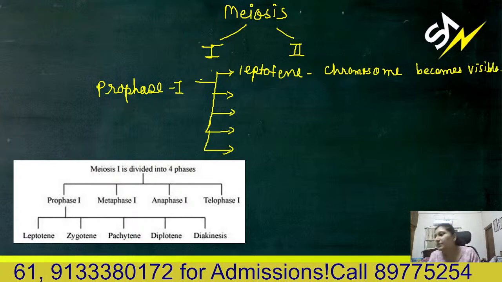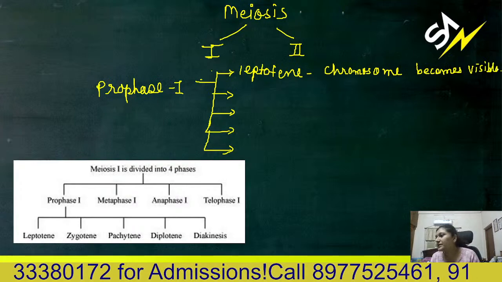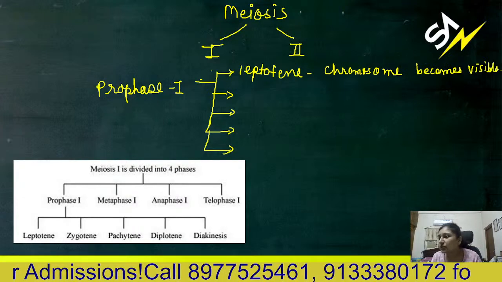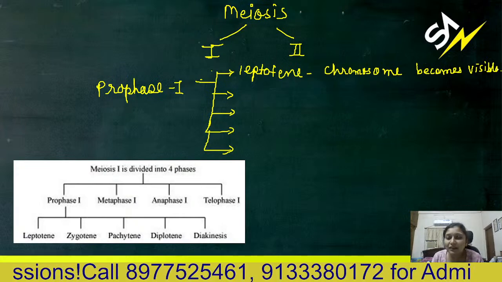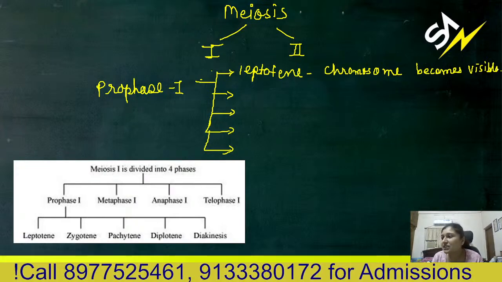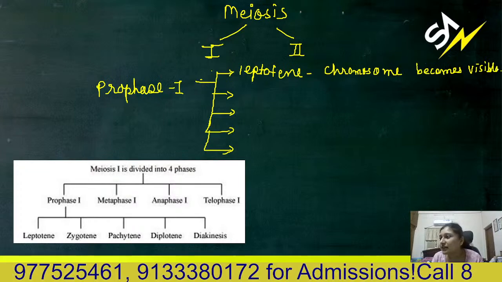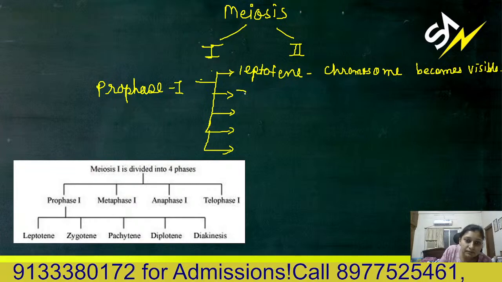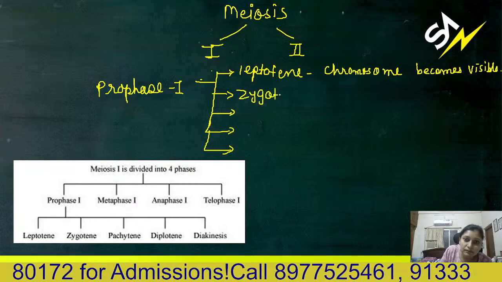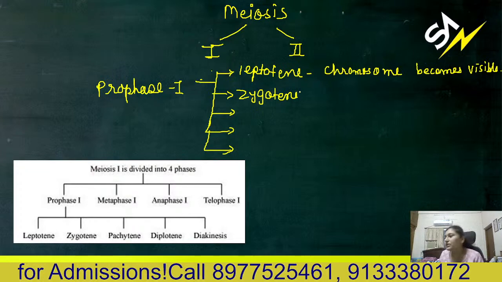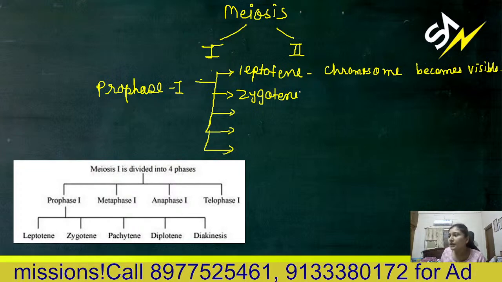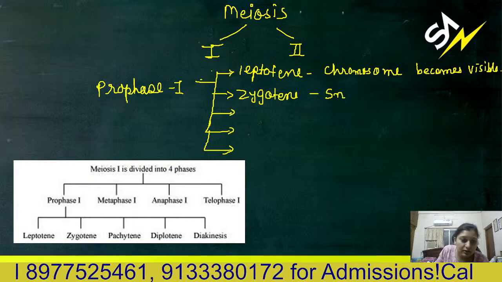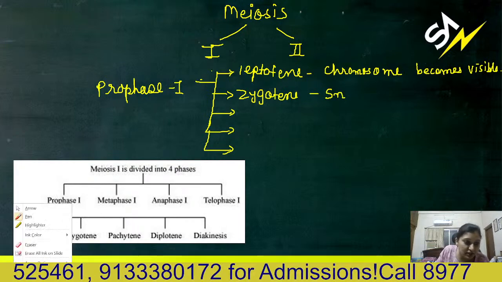Chromosome becomes visible here, and this is followed by the second stage, the compaction of the chromosome throughout the leptotene. Continuously, it will be forming. It keeps on condensing. Then the next step is zygotene. Here, pairing or synapsis occurs.